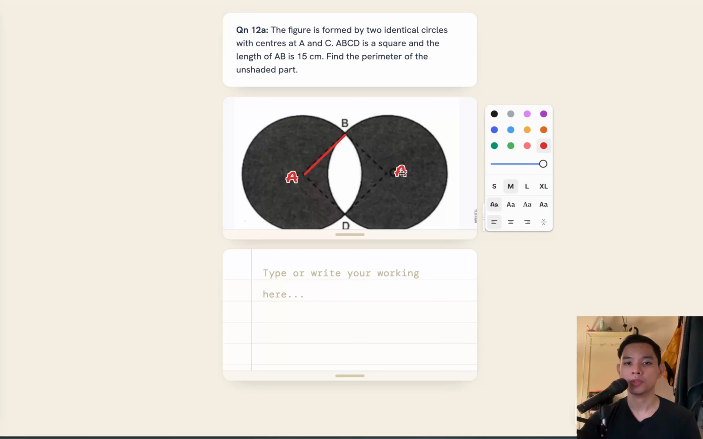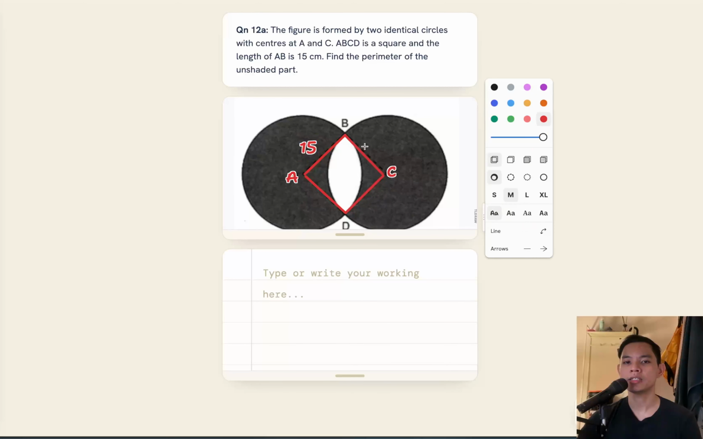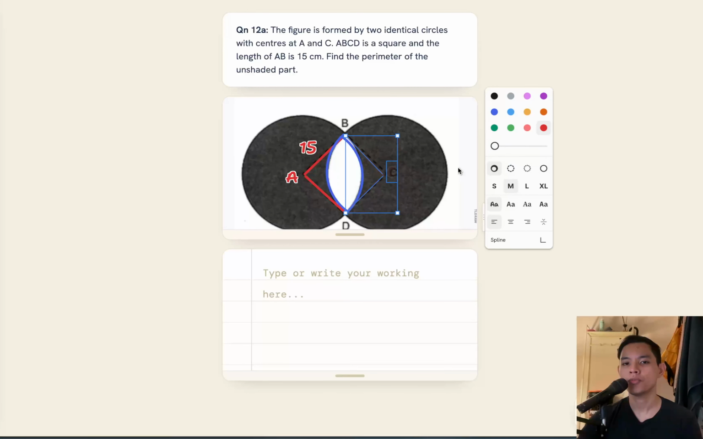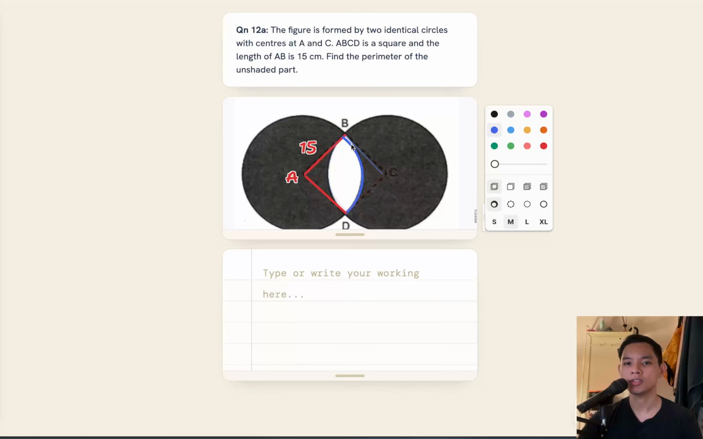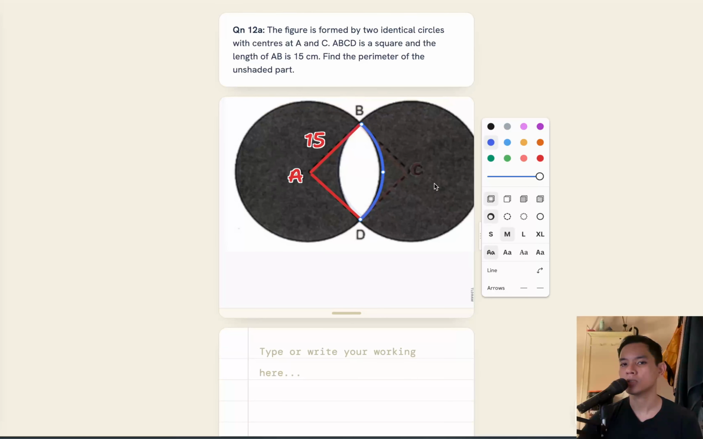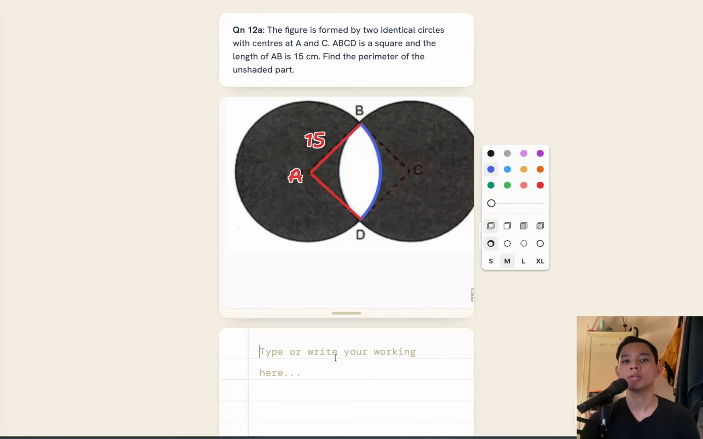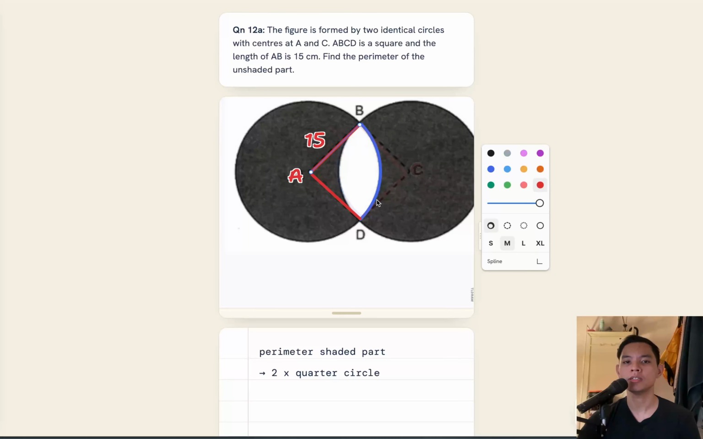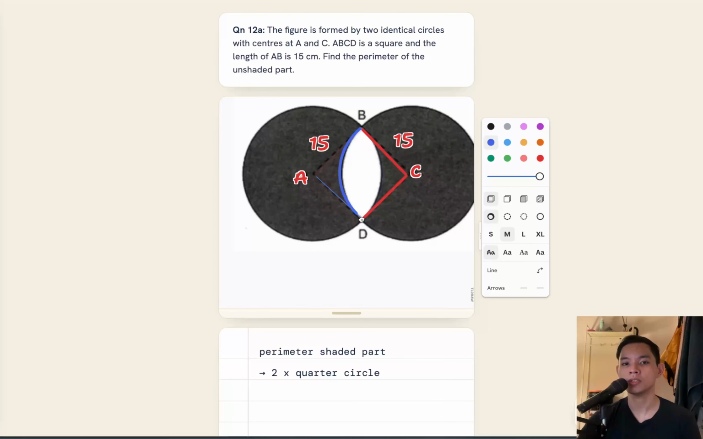So we have A and we have C over here. So we know that the side of the square ABCD over here is 15. So the thing is we need to find this blue part over here, the unshaded part. If I were to just focus on one part, you see that actually we have a quarter circle. So the perimeter of the unshaded part is basically 2 times a quarter circle, because this is 1, and if you were to see the other one, it is another quarter circle as what you see over here.